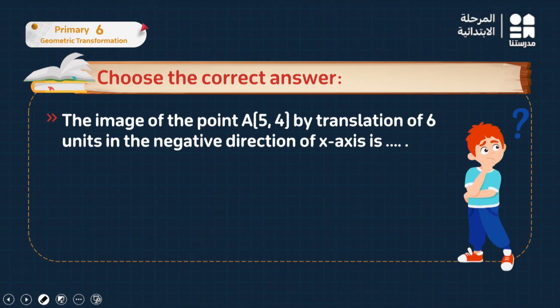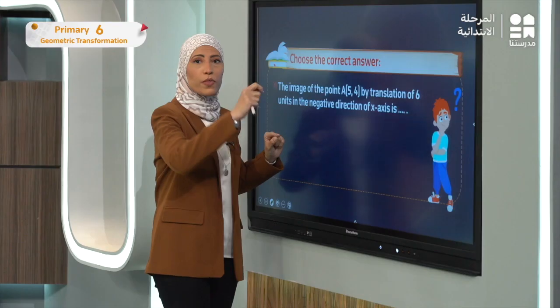طيب the next exercise, I have the image of the point A اللي هي 5 and 4 by translation of 6 unit in the negative direction. Sometimes he can write it in the word form without writing.